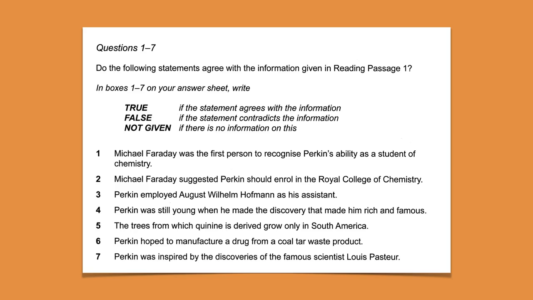So true means that the statement given agrees with the text, agrees with the information in the text. False means that there is a complete contradiction between the statement in the question and the information in the text. Whereas not given, there's no information. So for true and false, you have evidence for your answer.